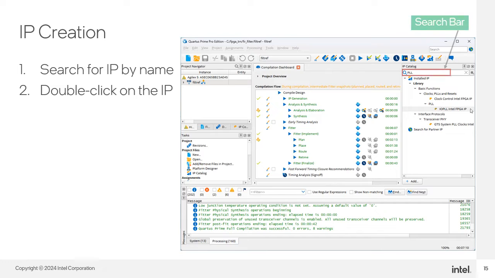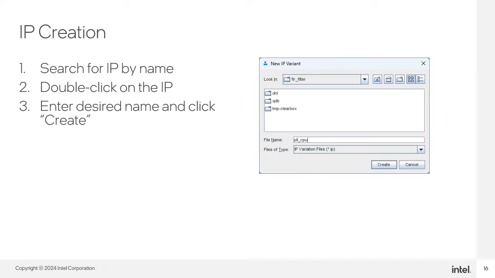The IP search field can be found in the top right in the Quartus software GUI. Type in the search parameter to find the desired IP. When you find your IP, double-click on it to start with the parameterization. The GUI that launches is called the IP parameter editor. Start by typing in the name you want for the particular variant of the IP, and then click on the Create button.